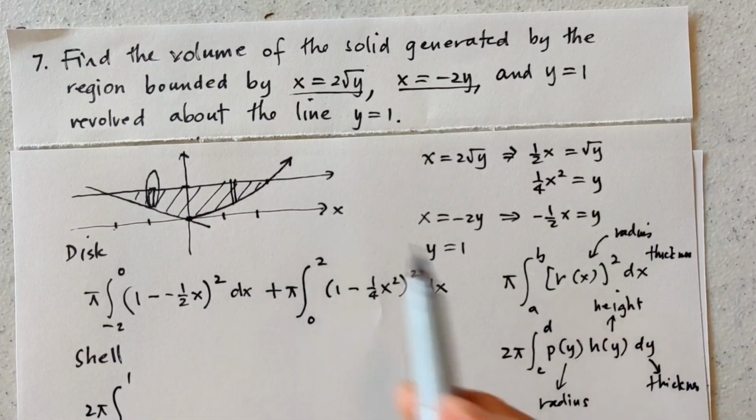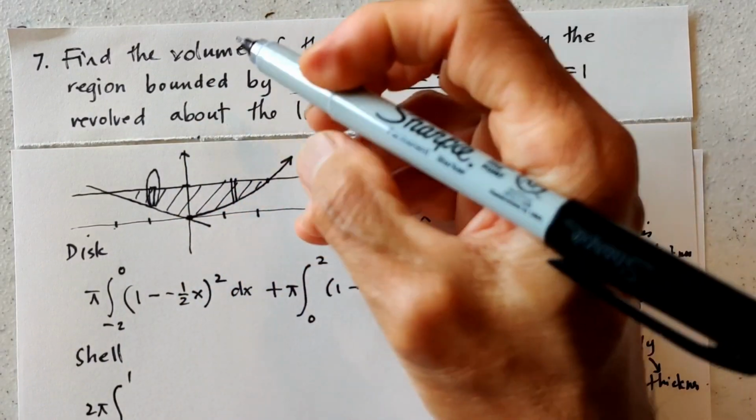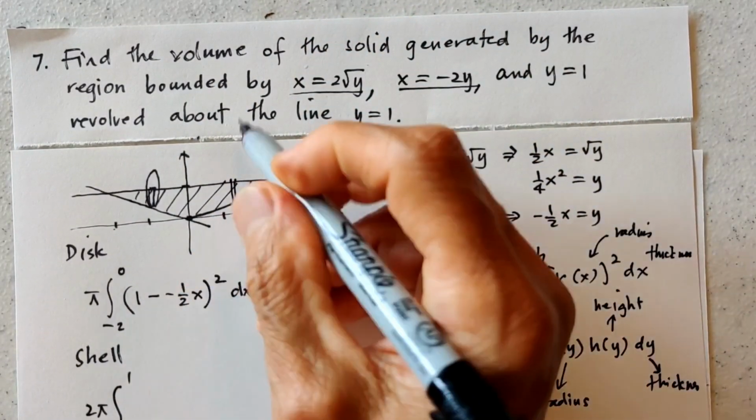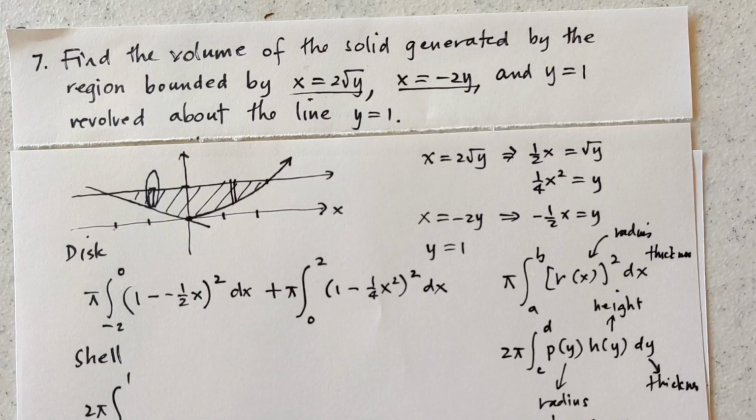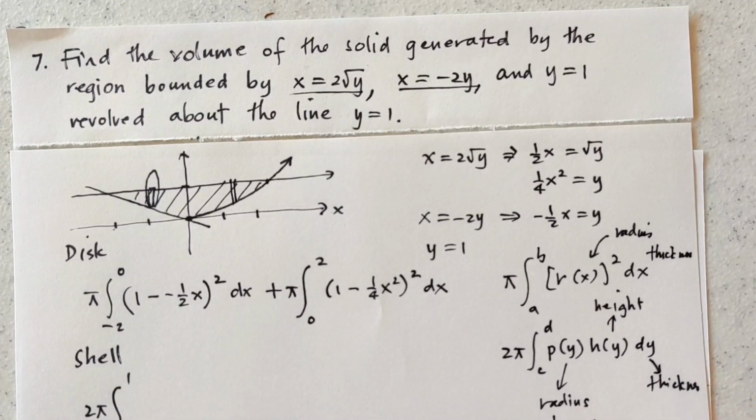It's gonna be 2 pi. The radius would be, if I will now draw my shell here, okay. Let me do another figure here for the shell method. Okay. So that's my line y equals 1. This is my y-axis. This is my x-axis. This is my parabola. And this is my line. So if I have a shell here, let's say this is my shell. The radius is determined by this. That's the radius of the shell. And that is represented by 1 minus y.